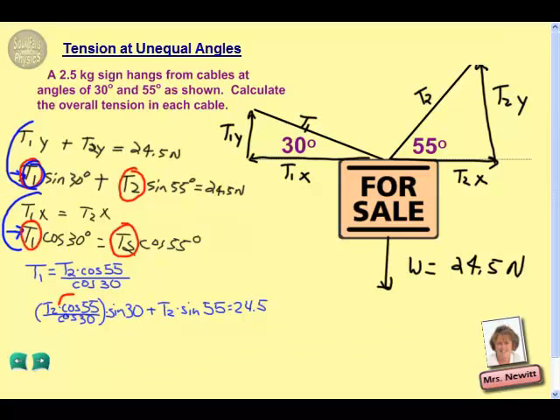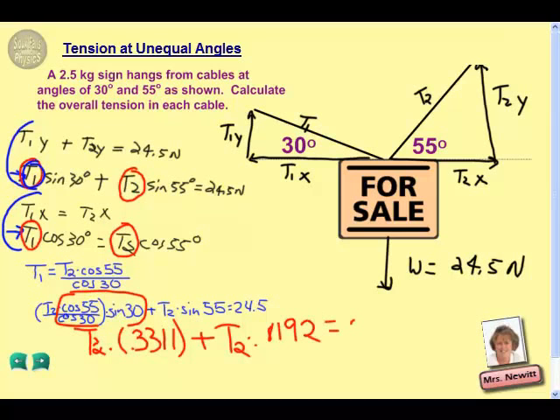Notice that here, connected to T2, we have three trig functions. So if you type all three of those into your calculator and are very, very careful about the order, you will get T2 times 0.3311. And added to that, we have the sine of 55, which is 0.8192. Those two added together will be 24.5 newtons.